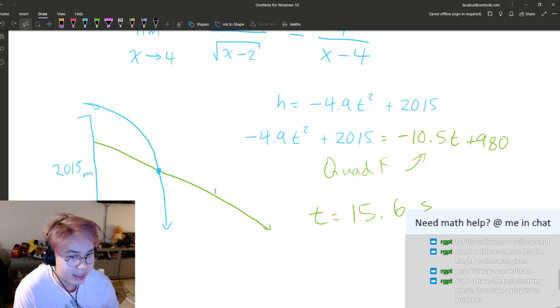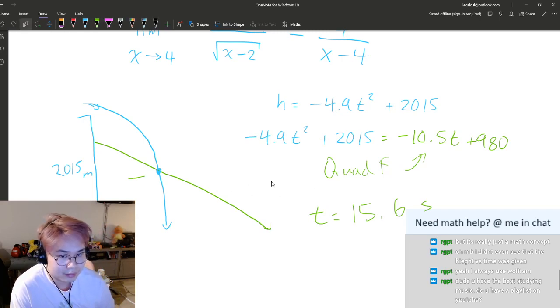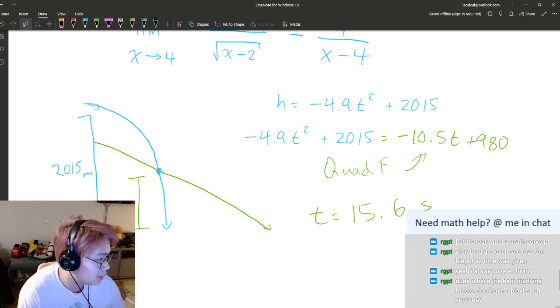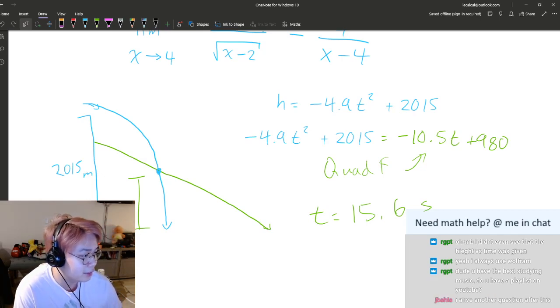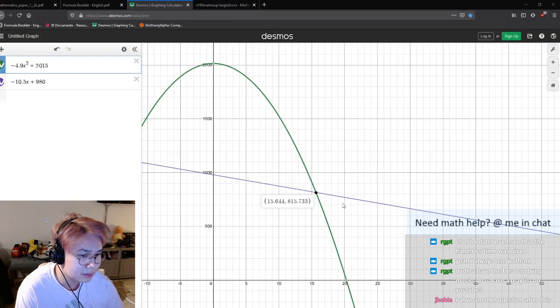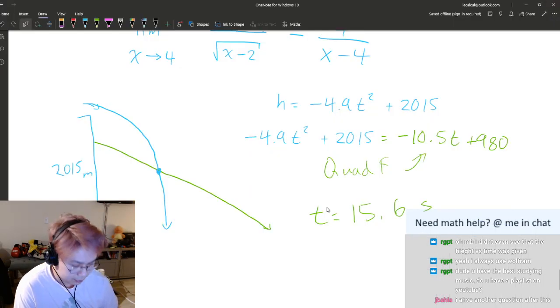H represents the height of the stuntman above the ground. So luckily for us, we don't need to do any extra special math, I think, because question two asks for the height above the ground. So anyways, you find the h value. We already found it in our graph though, it's 815.7.